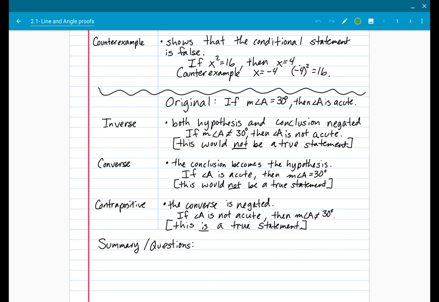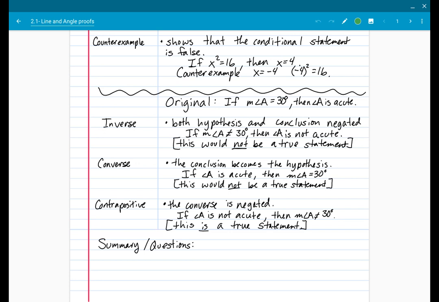Converse. Now we take the order of the statement and we change places. So the conclusion becomes the hypothesis. So if angle A is acute, then the measure of angle A is 30 degrees. Again, 30 degrees is an example of an acute angle, but if angle A is acute, it could be any number between 1 and 89 degrees. So that's not really a true statement.